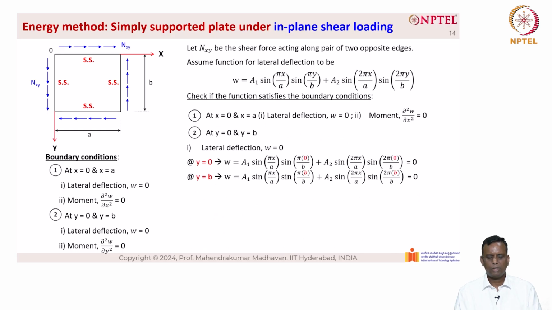Next, at y equal to b, w equal to a1 into sin(πx/a) into sin(πb/b) plus a2 into sin(2πx/a) into sin(2πb/b), which again is equal to 0.